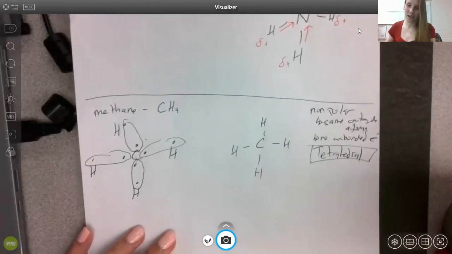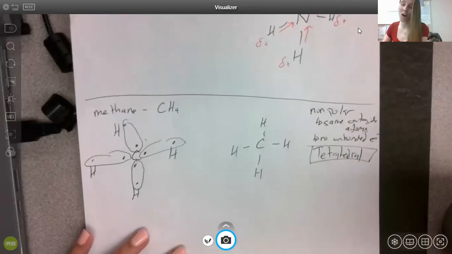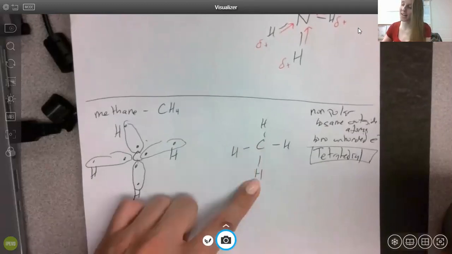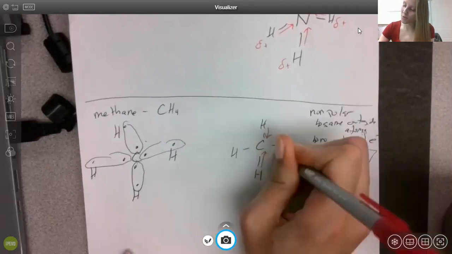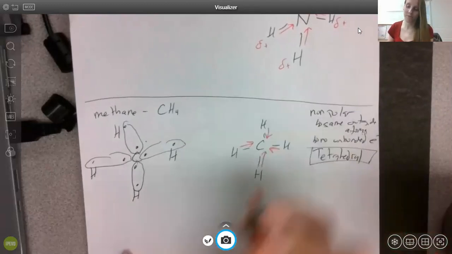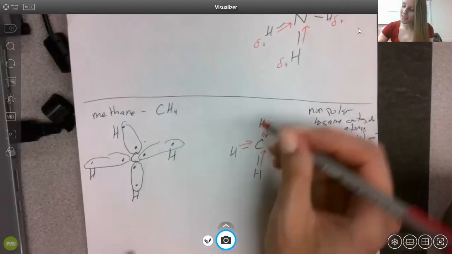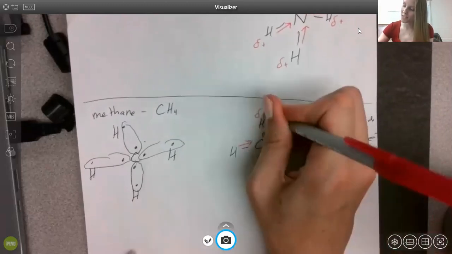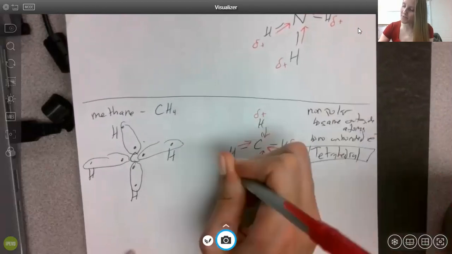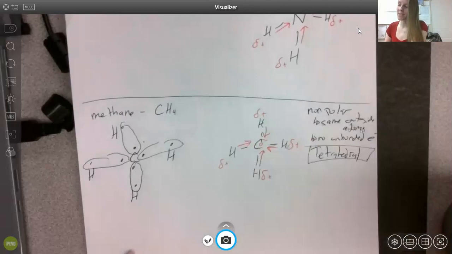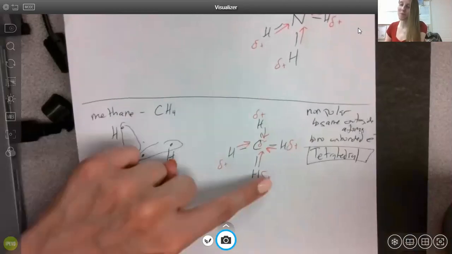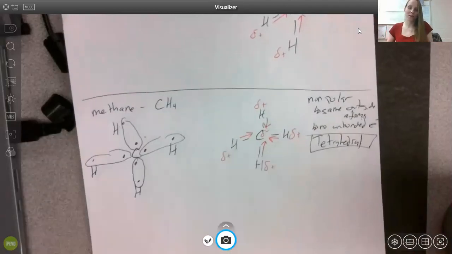If I were to draw out the polarity of this, again, carbon is closer to fluorine than hydrogen is. So my electrons would all be getting pulled towards the carbon. That means that all of my hydrogens would be slightly positive, and I would have a slightly negative carbon in the middle. Now, because the ends of my molecule are all the same charge, they're all positive, again, that's showing that this is a non-polar molecule.